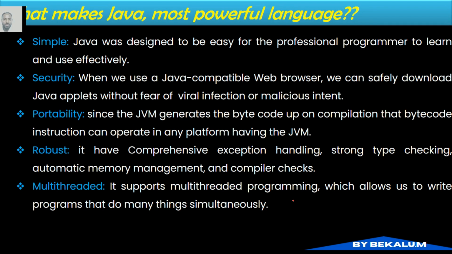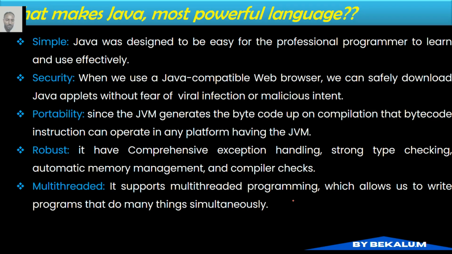So what makes Java a powerful language? It's simple. It was designed to be easy for the professional programmer to learn and use effectively. What makes it simple is that it inherits syntax from C and object-oriented principles from C++. So everyone having some familiarity with those languages will understand this language easily. Security: when we use a Java-compatible web browser, we can safely download a Java applet without fear of viral infection or any malicious intent.